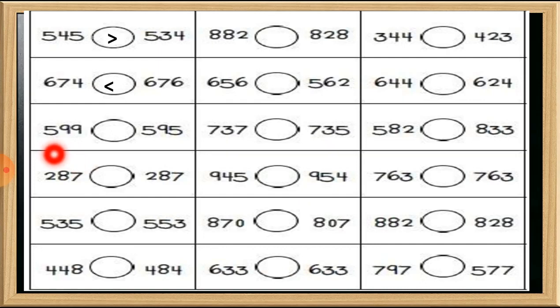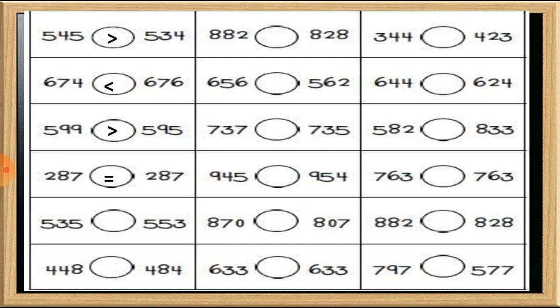Here is 599 and at the right side 595. So alligator eat which number? Which is the bigger number? And here the bigger number is 599. So bigger number alligator will eat. Here 287 at the left side and 287 at the right side. So these two numbers are same. So which sign I have to put? So we have to put the equal to sign.